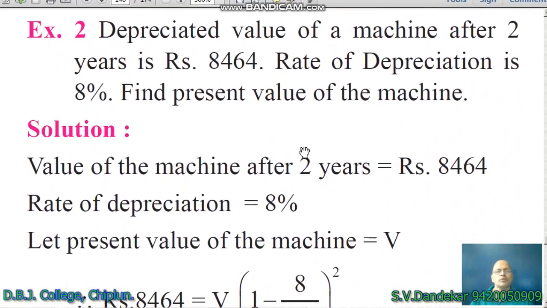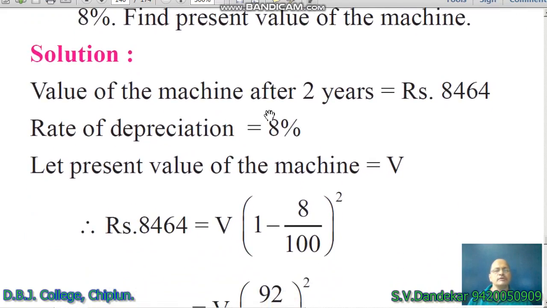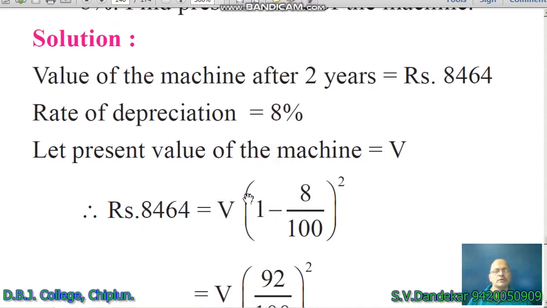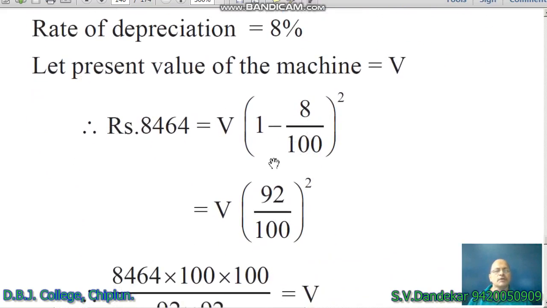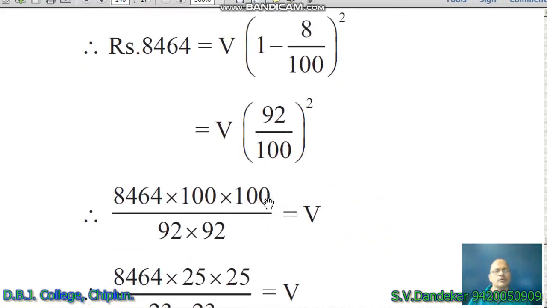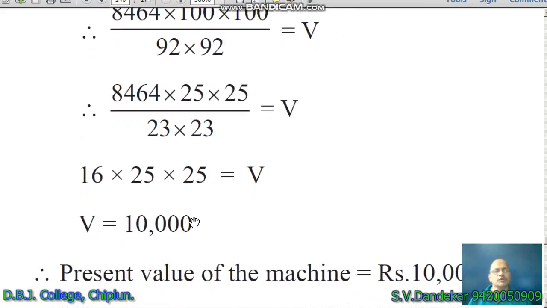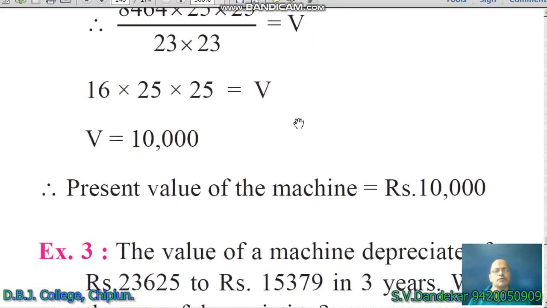Question number 2. Depreciated value of a machine after 2 years is rupees 8,464. Rate of depreciation is 8%. Find the value of the machine. Now in this case the depreciated value is given, rate is given. In the formula V is not given. So put the values in the equation and find out the value. Simple one. The value comes out to be 10,000 and therefore the present value of the machinery is 10,000.